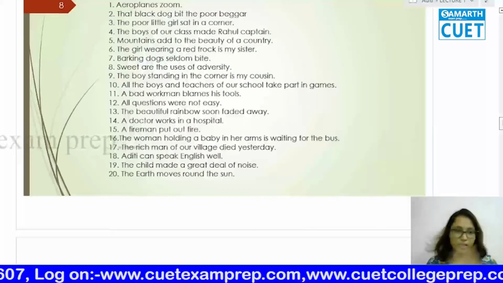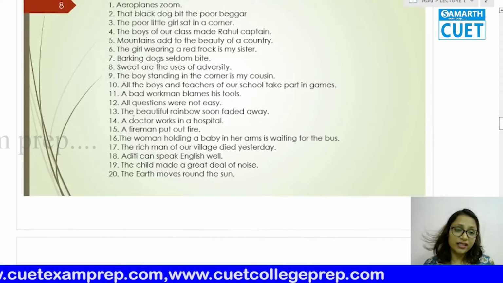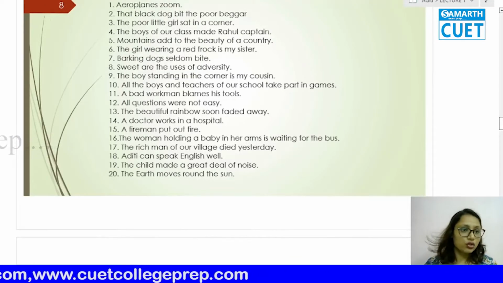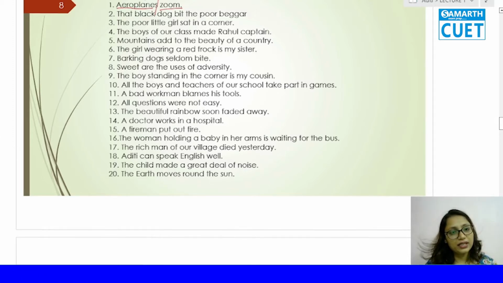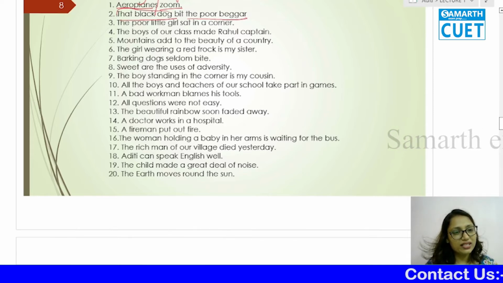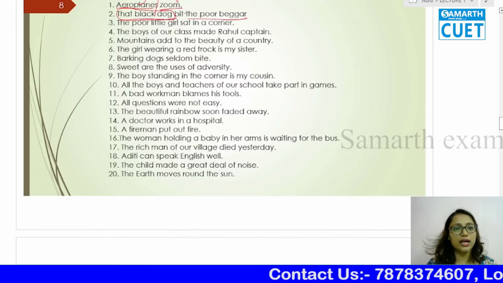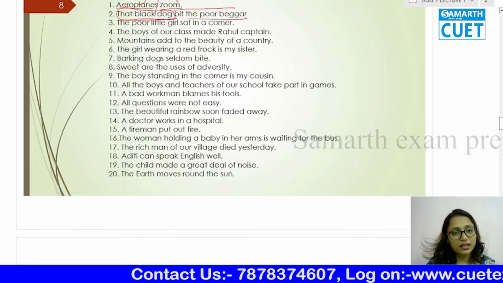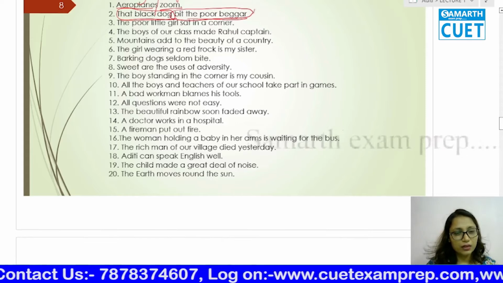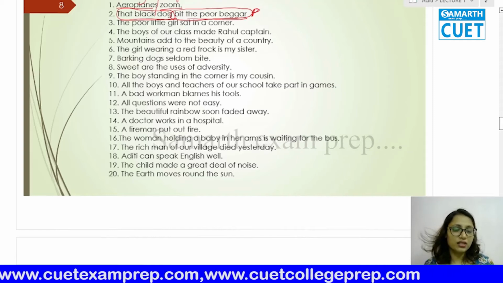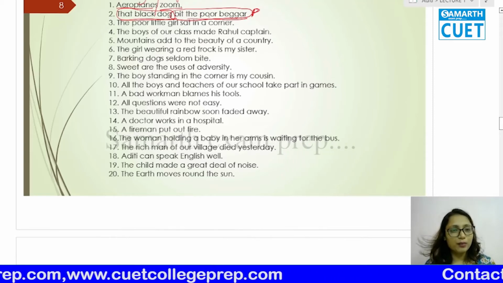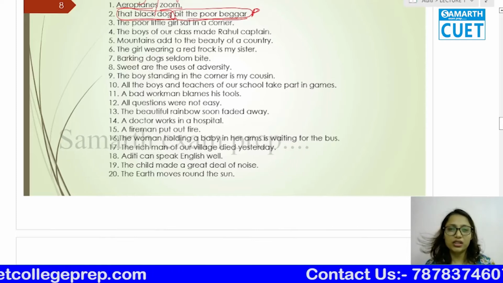Again, exercise. The more exercise you do, physically and here mental exercise and practicing, the more you're going to grasp the topic. Aeroplanes, subject. Zoom, predicate. That black dog bit the poor beggar. So, what is the subject? That black dog, वो काला कुत्ता basically, and bit the poor beggar, क्या किया उसने गरीब भिखारी को, of course भिखारी गरीब ही होते हैं, but I don't know why they have put this redundant adjective. So bit the poor beggar. Here I think by poor they mean poor him, like that.